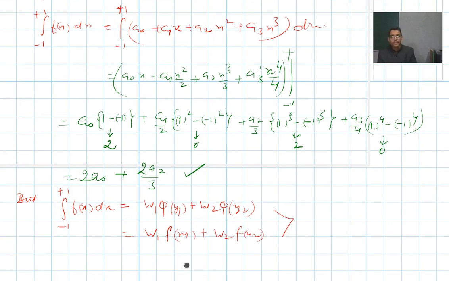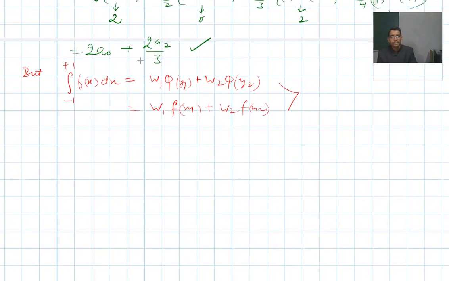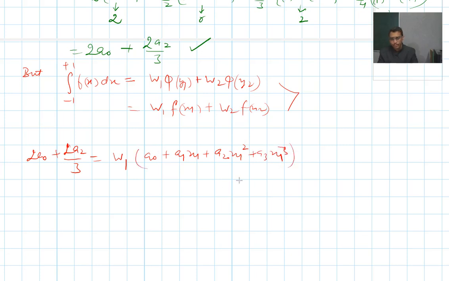So now let us put its value here. That means 2a0 plus 2a2 by 3 must be equal to w1 times (a0 plus a1 x1 plus a2 x1 square plus a3 x1 cube) plus w2 times (a0 plus a1 x2 plus a2 x2 square plus a3 x2 cube), right? That's what we are getting here.